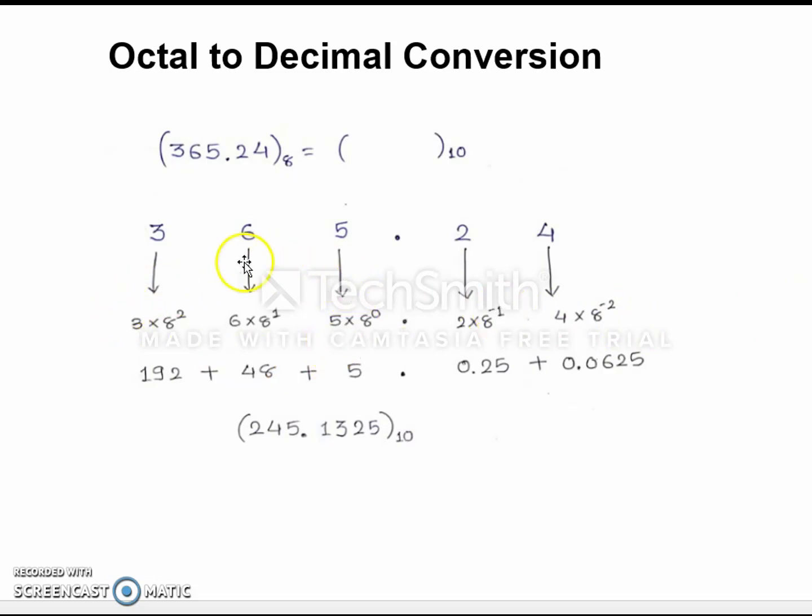After that, we have to do the separate addition of integer part. So 8 raised to 2 into 3, 192, here 48, plus 5, dot as it is, and 2 into 8 raised to minus 1, that is 0.25, plus 0.0625. So addition of integer part, that is 245, dot 3125, that is a decimal number. So 245.3125 decimal number is equivalent of this octal number.